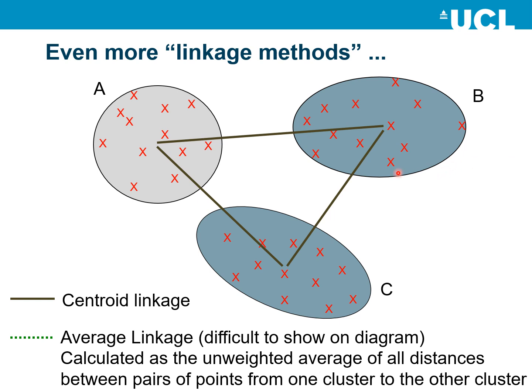There's also centroid linkage. You work out the centroid of the cluster in the n-dimensional space and you get the distance between the centroids. There's average linkage where you take every pair of points in the cluster and you work out the average distance between all of them. But complete linkage is often the one that is used.